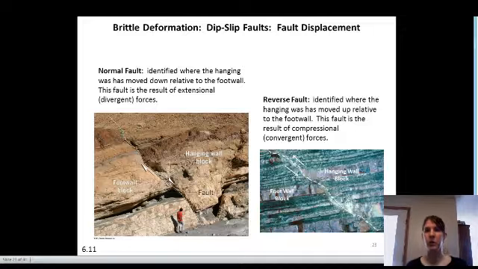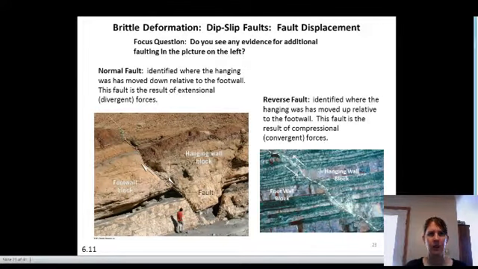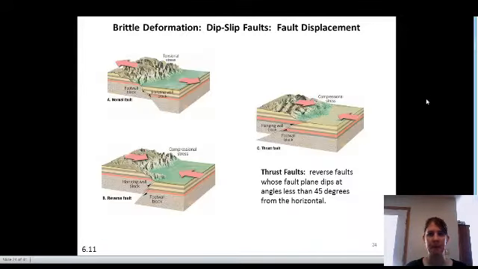Whereas a reverse fault is where your hanging wall has moved up relative to the footwall. This is the result of compressional forces. Do you see any evidence for additional faulting in the picture on the left? We've got our one fault here. We've actually got additional mini faults going on here as a result of the extensional forces.